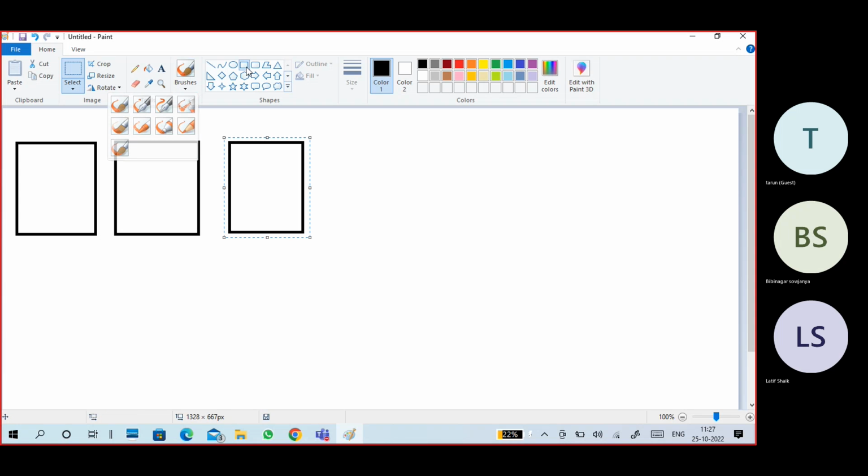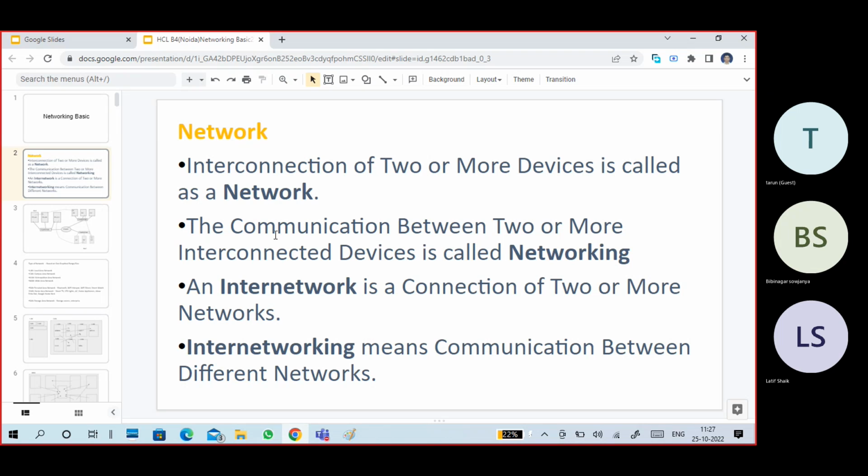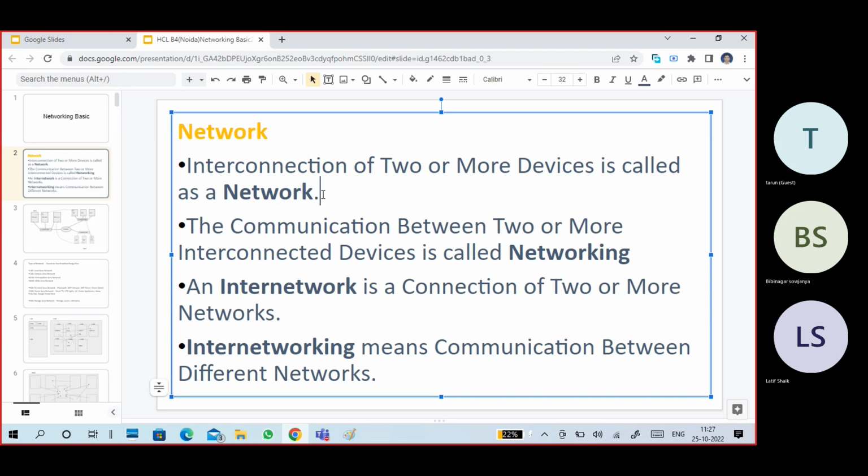If you are connecting, you can connect like this or like this. It's just a block diagram only, guys. Connecting means you have a switch and devices, or maybe a direct connection from one PC to another PC, or through a switch, and maybe some other topology, whatsoever it is, guys. We have connectivity. Interconnection of two or more devices is called a network.